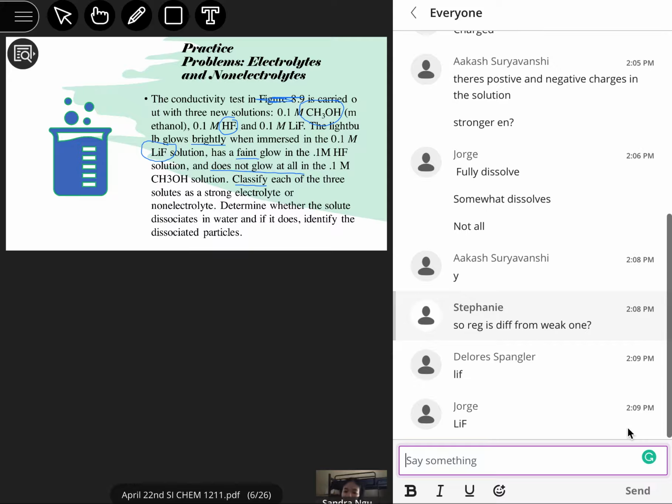Somebody said that regular is different from the weak. Yeah, regular is different from the weak one. The weak one partially ionizes. And then LiF. Okay, why LiF? Why not HF? What makes LiF strong? Why is CH3OH not strong?